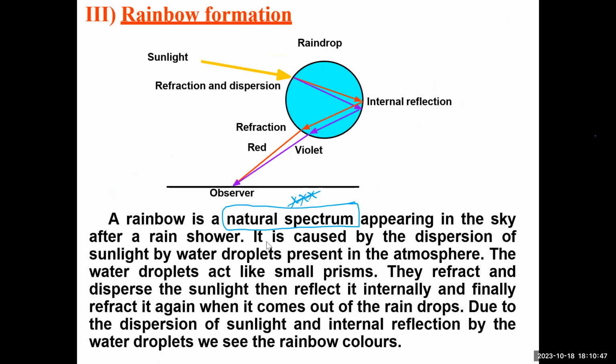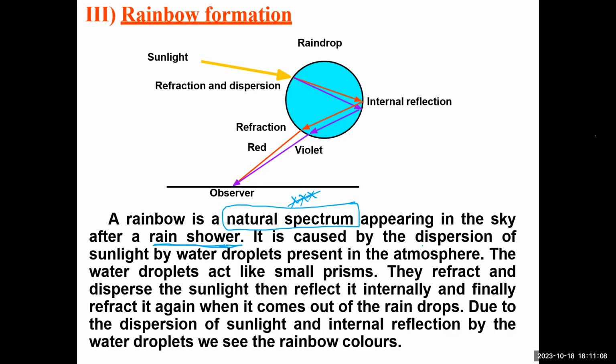The rainbow is a natural spectrum appearing in the sky after the rain showers. Most of the time we see it after the rains, or else sometimes we see it without the rains also, even on gloomy days.